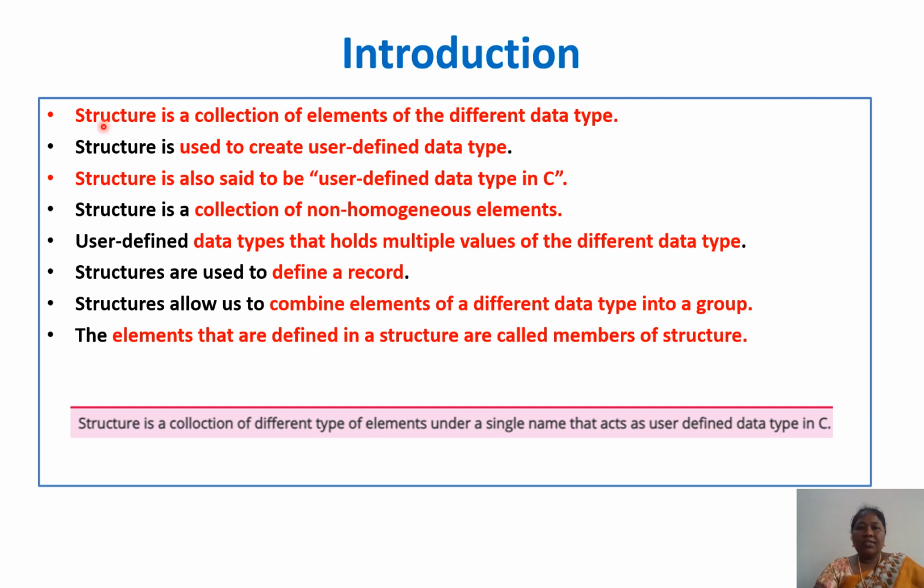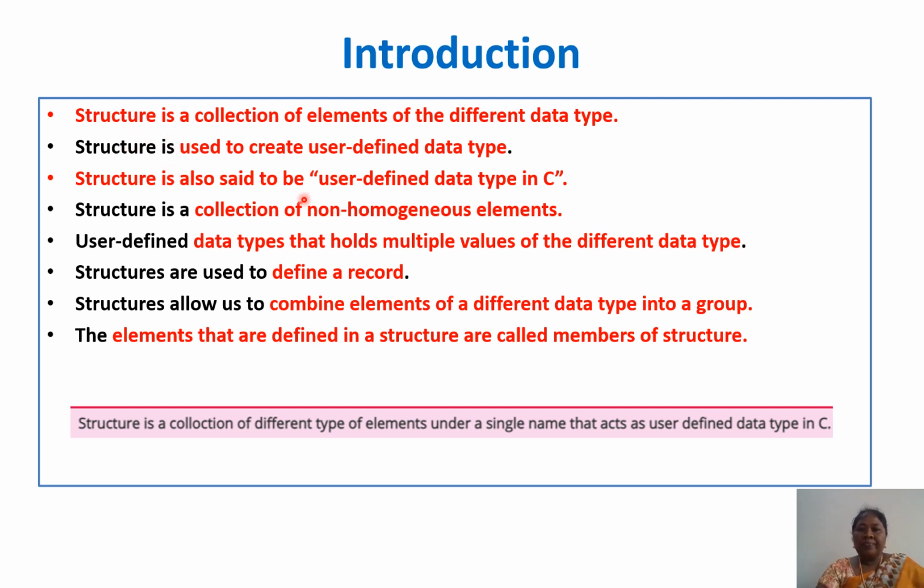What is a structure? A structure is a collection of elements of different data types. A structure consists of different data type declarations. Definitions are going to be later. It only contains the declarations of different data types. That means variables with different data types. And this structure is used to create a user defined data type. So a structure is called a user defined data type.